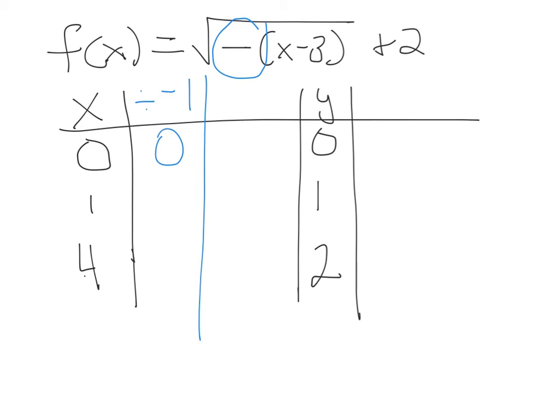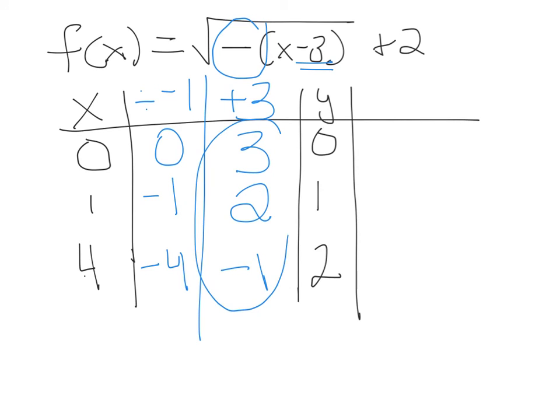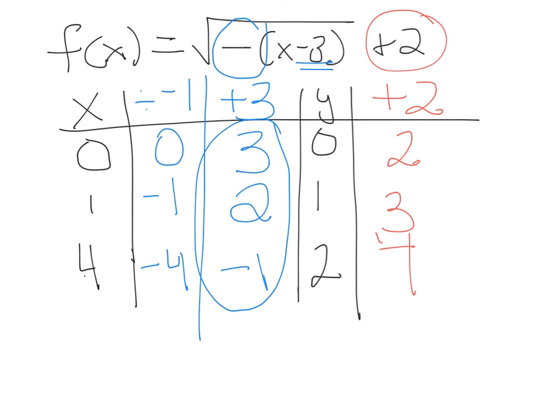You're going to get 0, -1, -4, and then you need to do this right here, which is really adding 3. So 3, 2, -1. These are x values that we're going to use. The only y thing we have to do right here is add 2. So 2, 3, 4. Those are our y values.